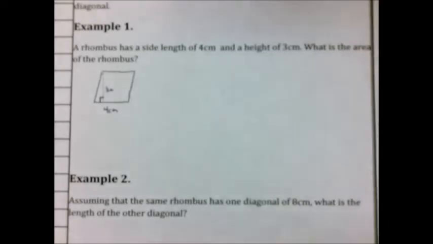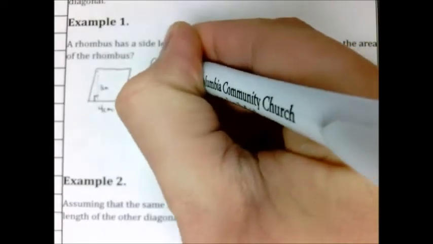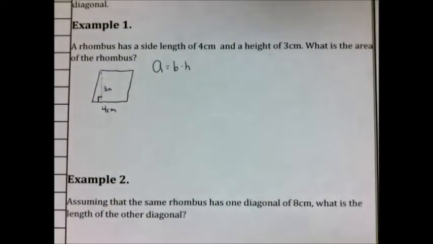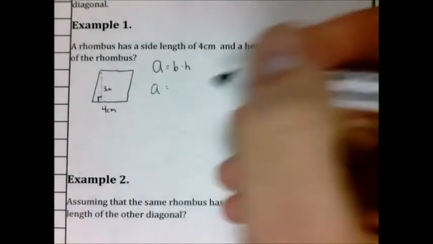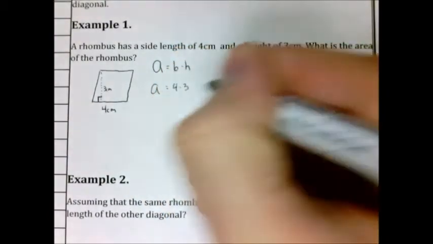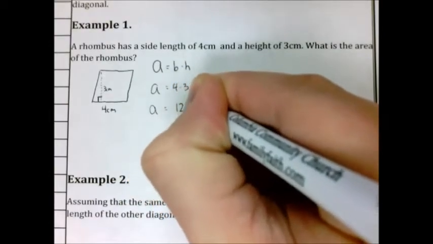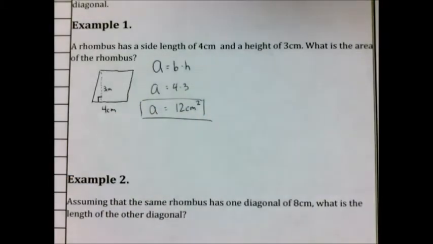So the rhombus is a nice little thing. It has a couple of different area formulas that we could use. Remember, way back when we said that the area of a parallelogram was base times height. That's going to hold true for a rhombus because a rhombus is a parallelogram. So therefore, the area of this figure is just 4 times 3, which means that the area is going to be 12 centimeters squared. That's the area of this rhombus. So we can use that formula as well.